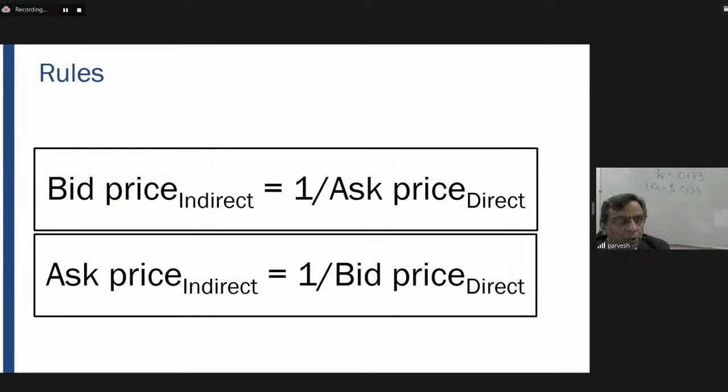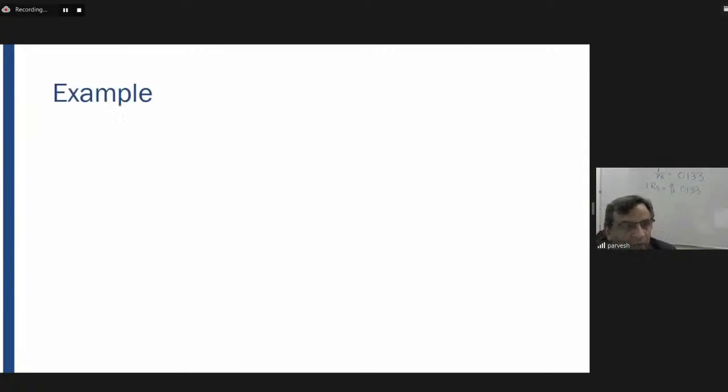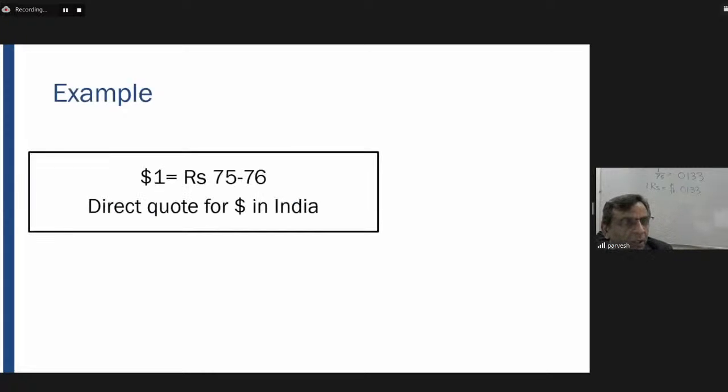So look at this rule. Bid price indirect is equal to 1 upon ask price direct. Okay. And ask price indirect is equal to 1 upon bid price direct. So a quote will be given to you. For example, quote is given to you like this: $1 is equal to 75-76. Okay. So 75 is the bid price and 76 is the ask price. So this is a direct quote for dollar in India.